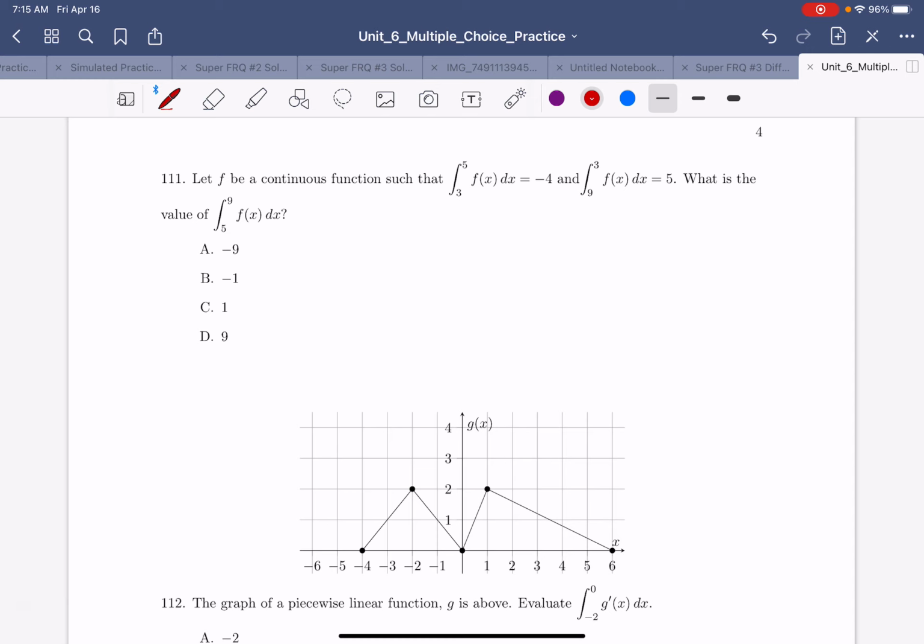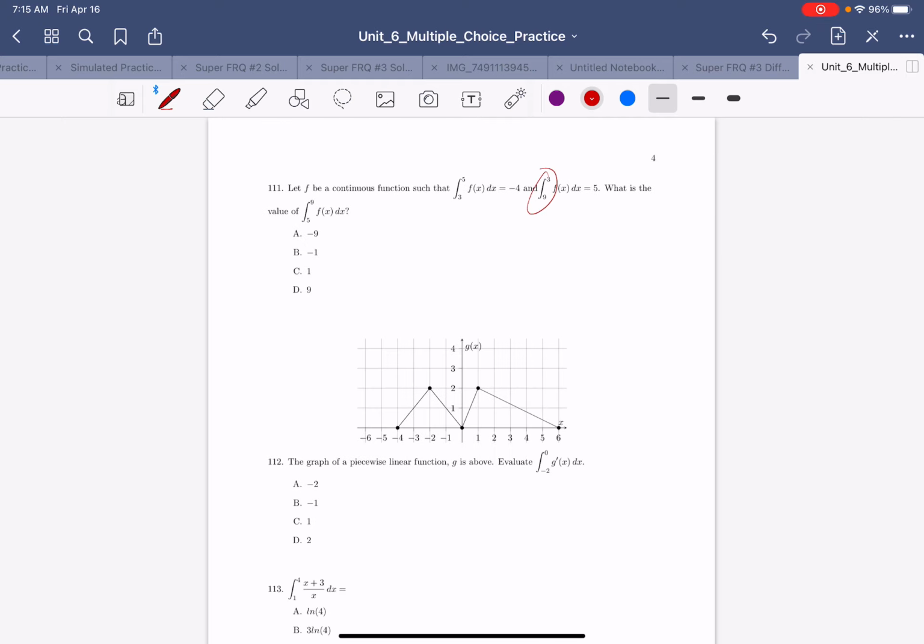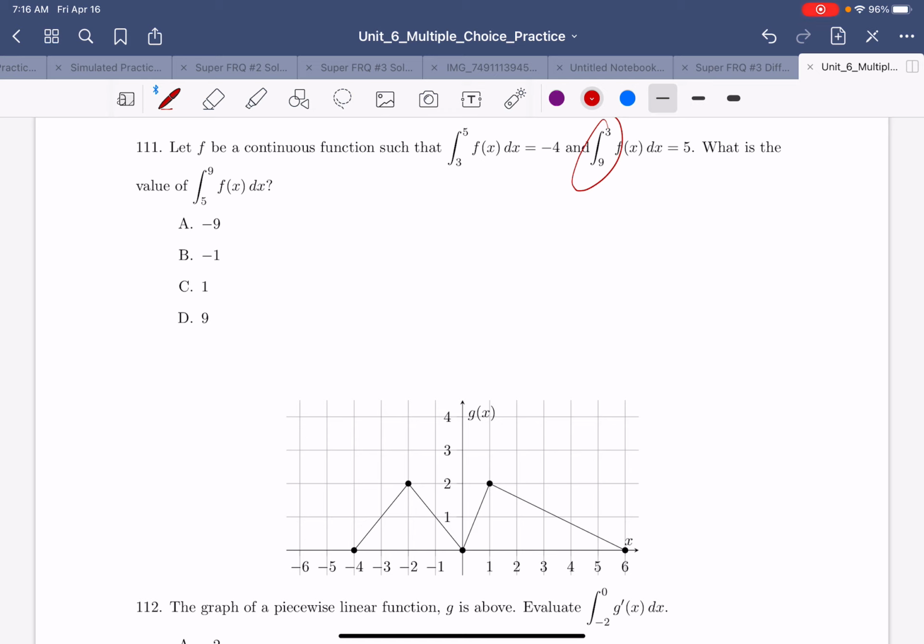So, 111. Let f be a continuous function such that the integral from 3 to 5 of f of x dx is equal to negative 4. Of course, they always do this, they always get the higher number on the bottom. I'm going to change this now. I just erased it, so now I don't even know what it says anymore. Let me change this to be the integral from 3 to 9 of f of x is equal to negative 5. That way I can look at this nicer.